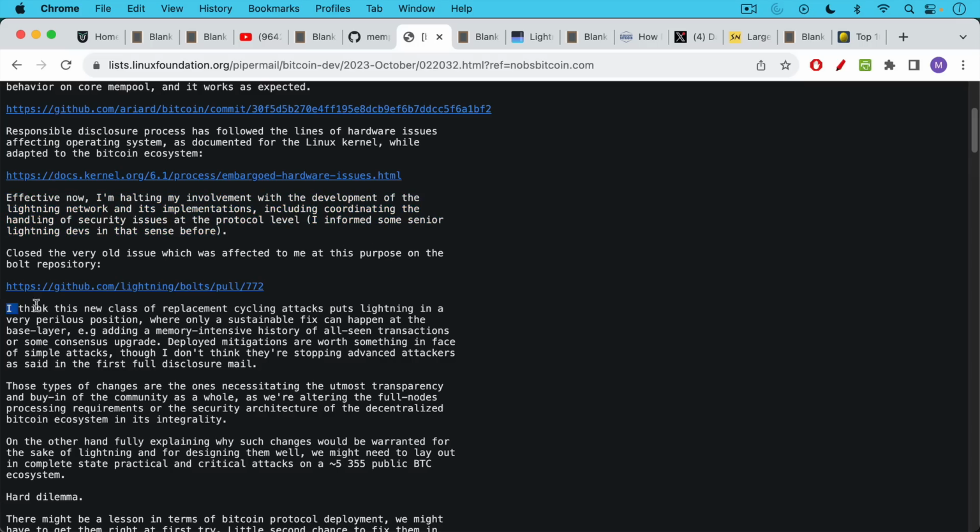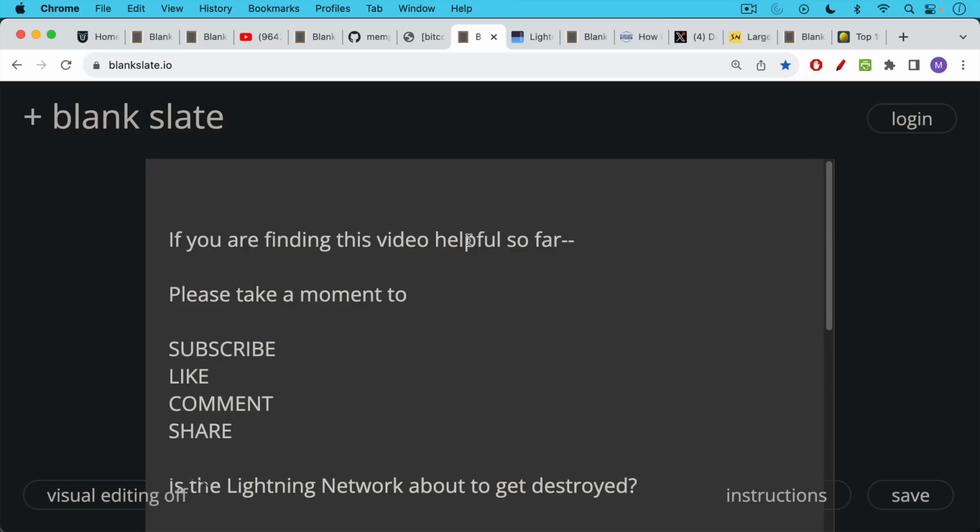And he had this comment to make: "I think this new class of replacement cycling attacks puts Lightning in a very perilous position where only a sustainable fix can happen at the base layer." In other words, a soft fork or change to the base layer. "For example, adding a memory-intensive history of all seen transactions or some consensus upgrade. Deployed mitigations are worth something in face of simple attacks, though I don't think they're stopping advanced attackers, as said in the first full disclosure mail." And I will link to this comment in the description notes below.